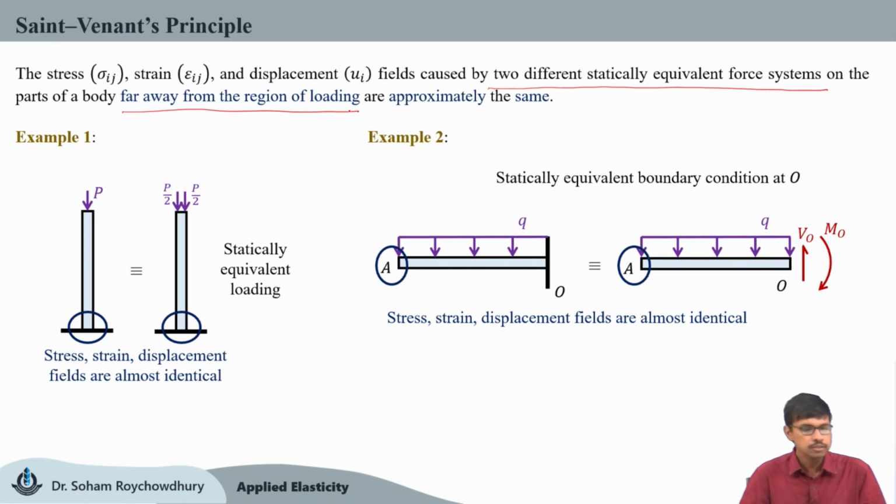So, the Saint-Venant principle is basically stating the effect of loading for two force systems which are equivalent to each other. For two equivalent force systems acting on a body, their effect would only be confined to the region near the point of loading. As you go to points which are away from that region, no difference can be felt in the stress, strain or displacement fields for the two cases having statically equivalent loading.